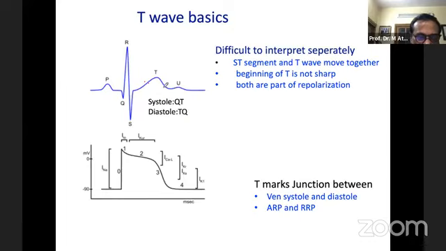Simultaneously, the T wave also marks the junction between the absolute refractory period and the relative refractory period. You see, from the tip of the T, if we draw a perpendicular line, the left part is the absolute refractory period and the right part is the relative refractory period. So this is the reason it is difficult to interpret the T wave separately, but still we have to learn something about the T wave.